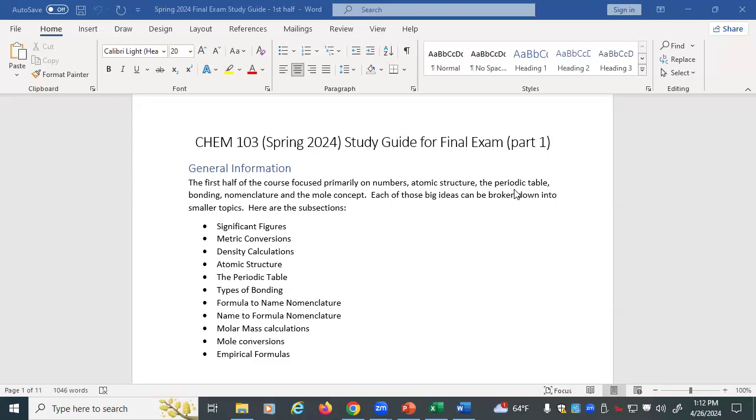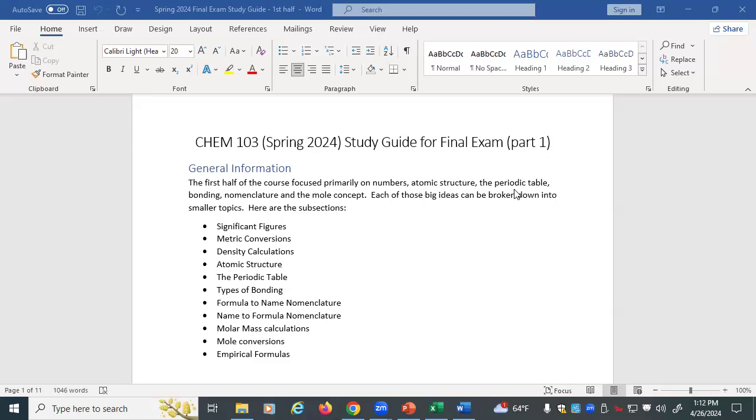The actual exam itself is going to be a lot like the exams that we've taken up until this point. It's going to be broken down into subsections, into individual topics. And so for the first part of the exam, these are some of the topics that we could see. Can't guarantee we'll see all of these, but we will see definitely some of these.